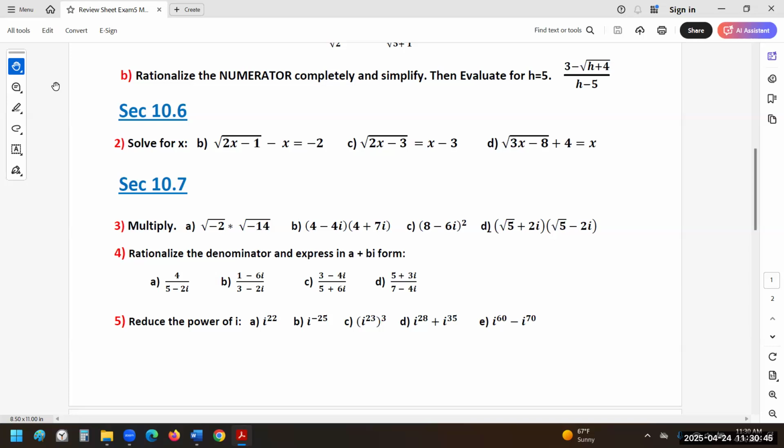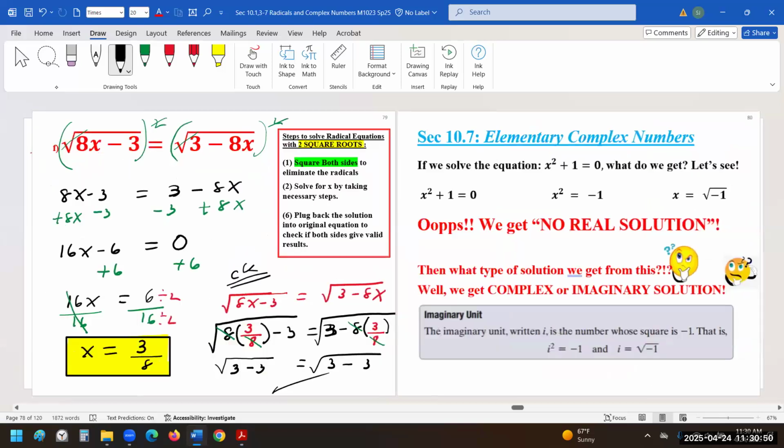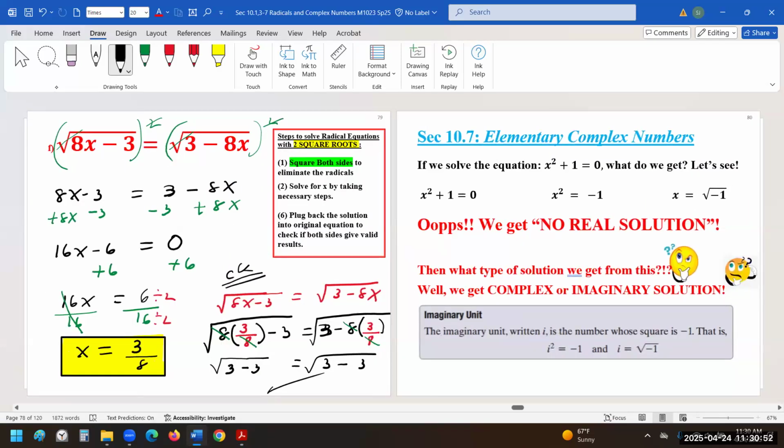How do we work with imaginary numbers? So let's start. Imaginary numbers have another name, complex numbers. Complex numbers and imaginary numbers are the same thing. It means they are not real.